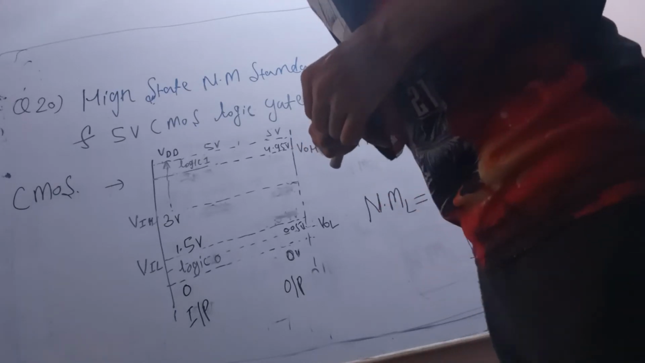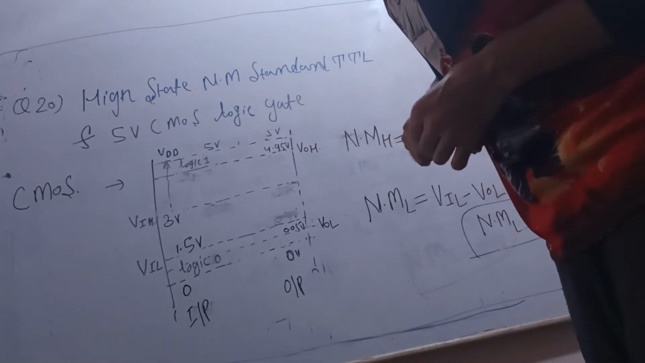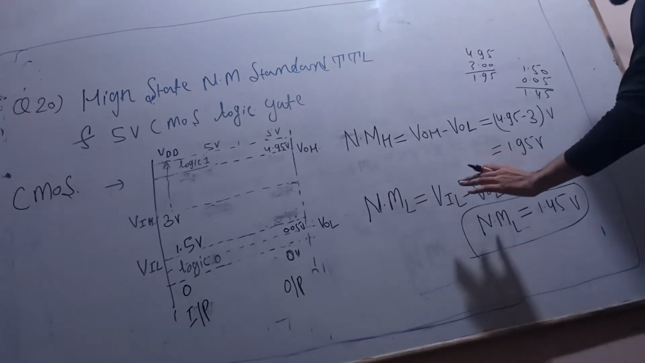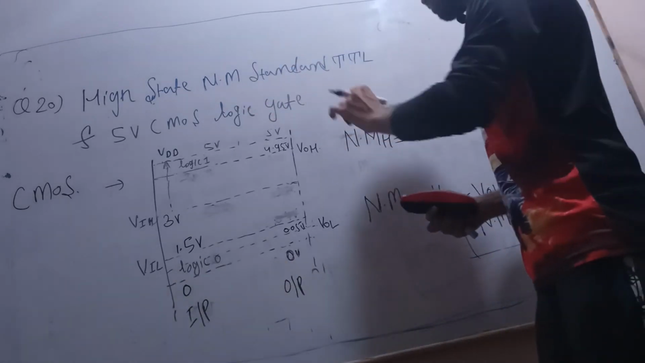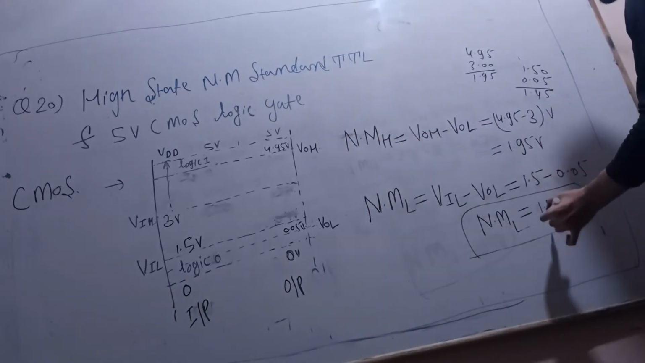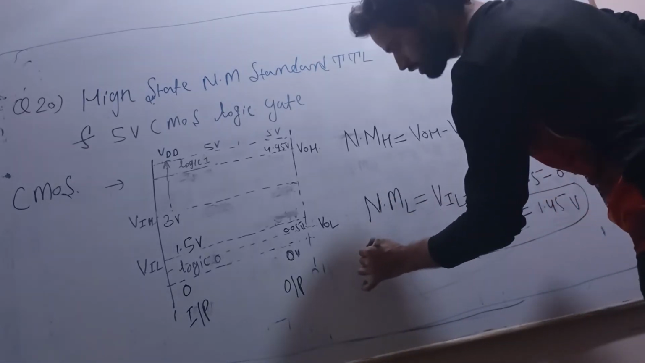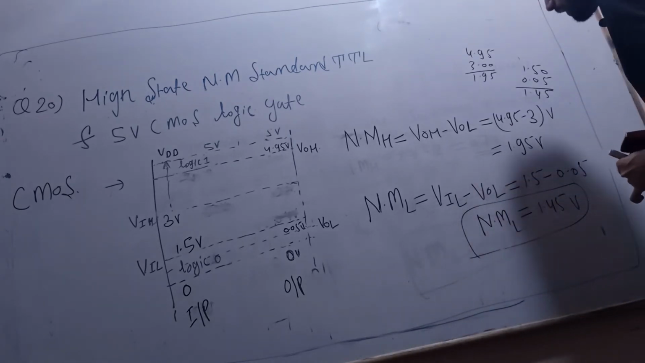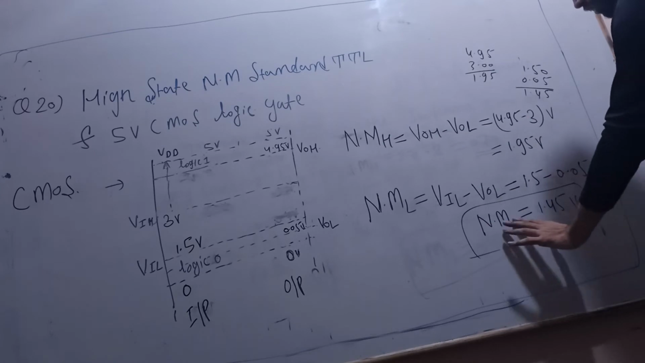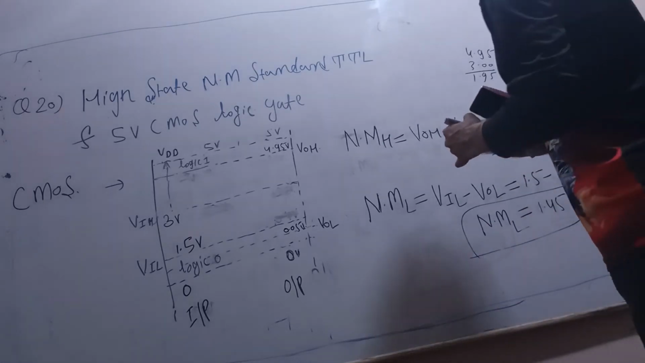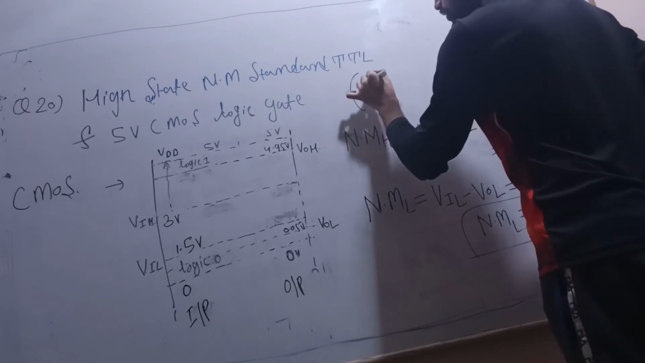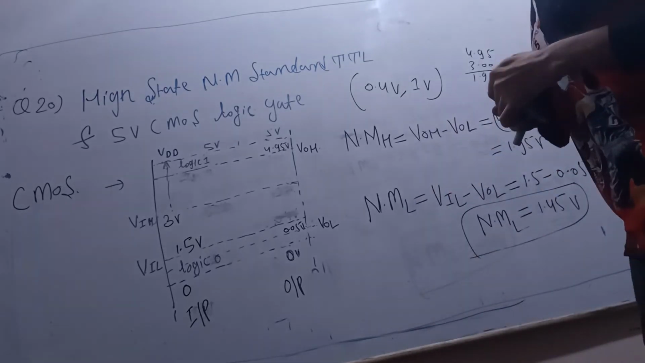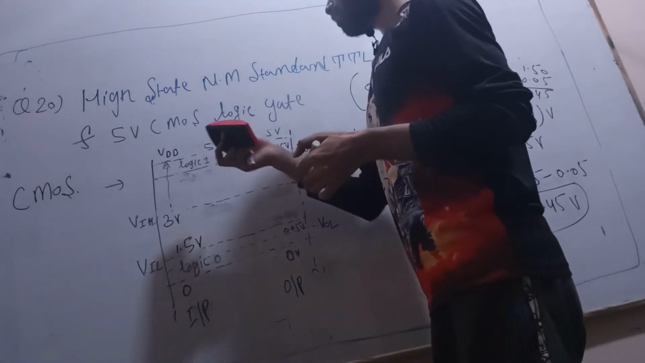The options given are 1 volt, 0.4 volt, 1 volt. So 1 volt is given. 0.4 volt is nowhere; a 0.4 volt noise margin is not possible for CMOS. At least there should be 1.45 volt. According to the options, only 1 volt fits, though the exact high noise margin is 1.95 and the low noise margin is 1.45 volt. So the option is 0.4 volt for TTL and 1 volt for CMOS, because 0.4 volt is not possible for CMOS.